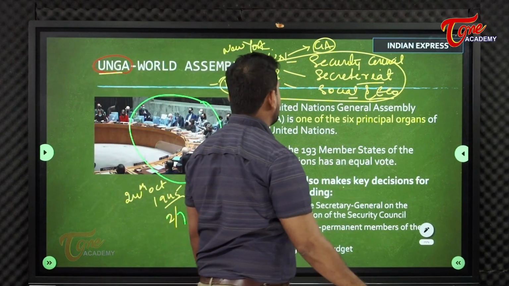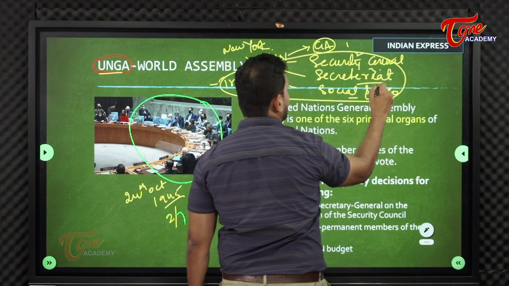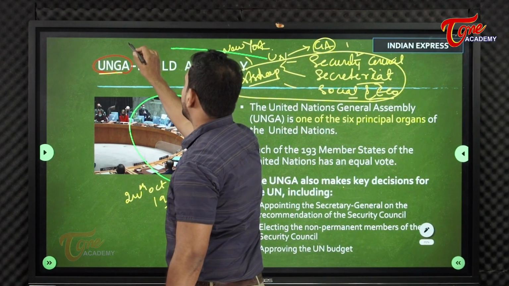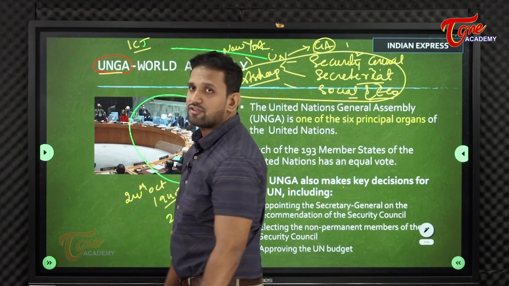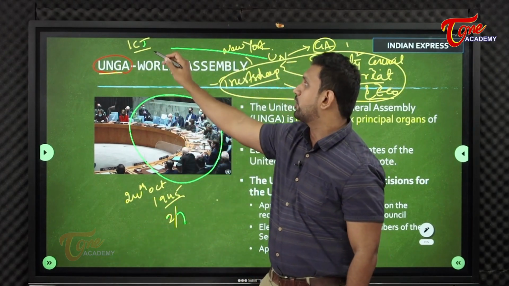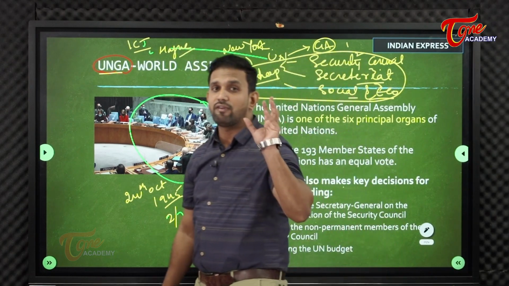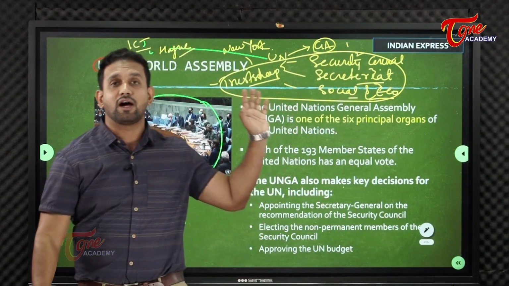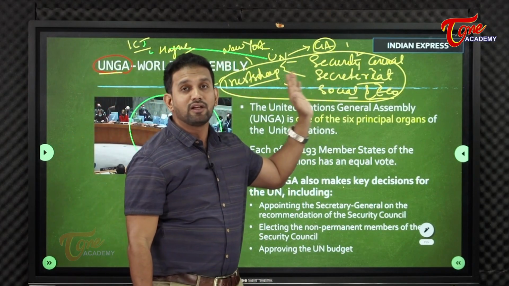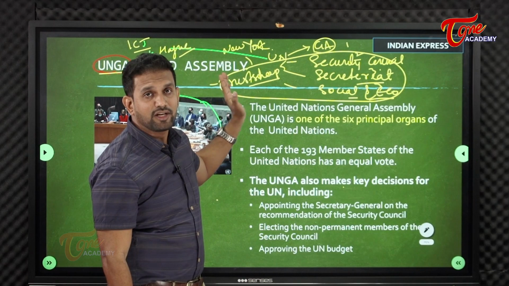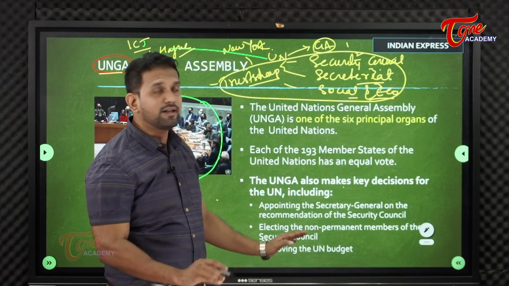The sixth one, we are having UN only, belongs to UN only, that is ICJ, International Court of Justice, where headquarters are located at Hague, Netherlands. Five of the organs of the United Nations are headquartered at New York. The sixth one, that is International Court of Justice, its headquarters is there in Hague, Netherlands.